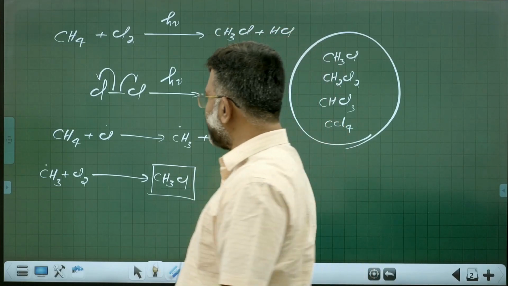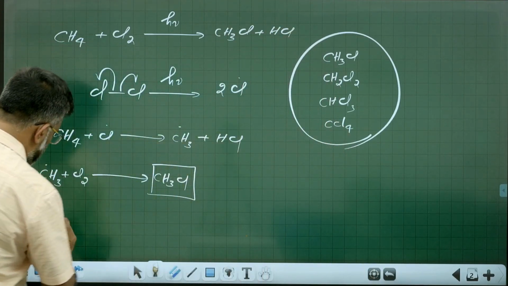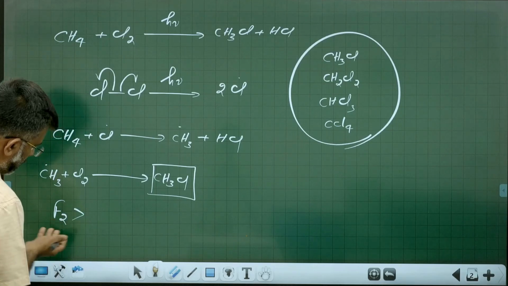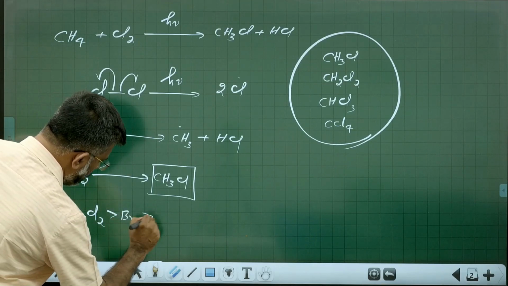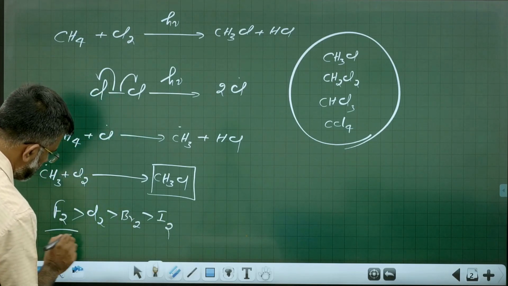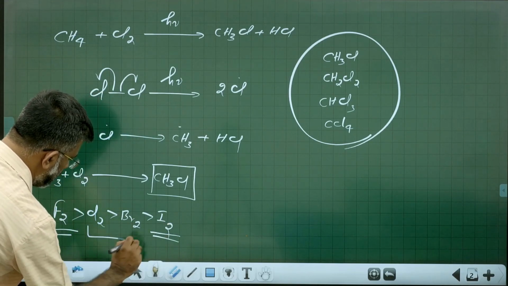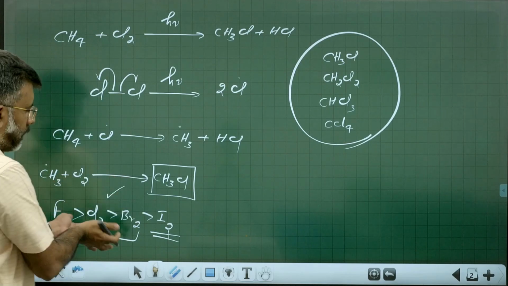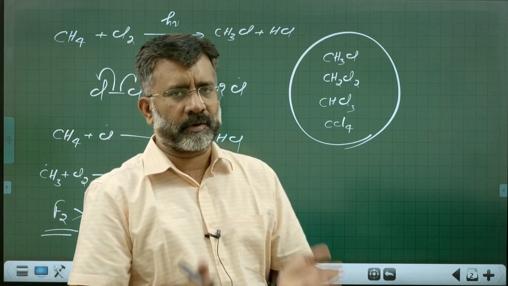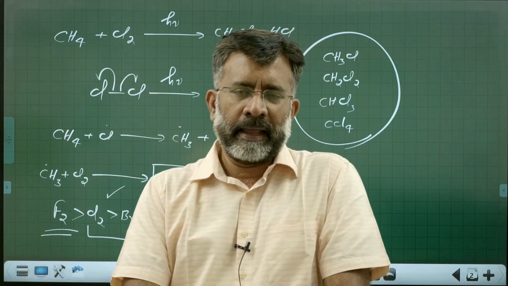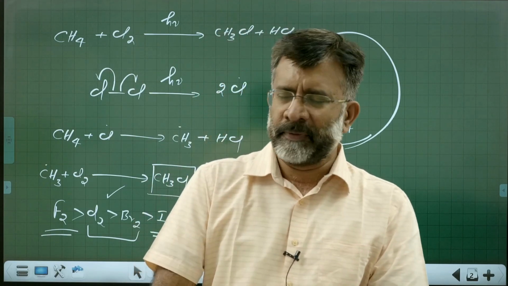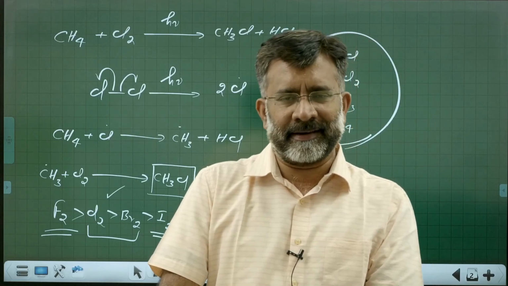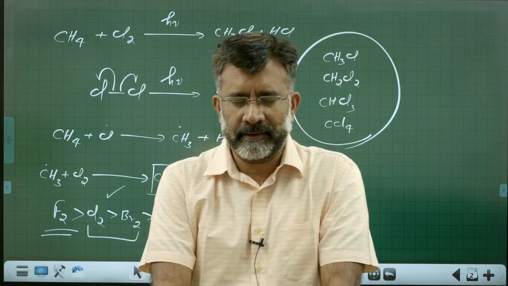And the order of reactivity, all of you are aware of, is F2, Cl2, Br2 and I2. We never talk about the reactions of F2 and I2. The usually referred reactions are with chlorine and bromine, particularly chlorine. We don't talk about the fluorine reaction, and we hardly talk about the iodine reaction.